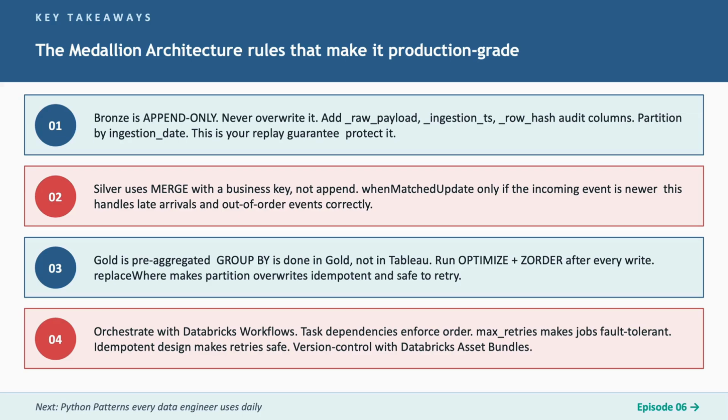4. Orchestrate with Databricks Workflows. Task dependencies enforce execution order. Max retries on each task handles transient failures. Idempotent design makes retry safe. An execution date parameter enables backfill for any date range. Version control the job definition with Databricks Asset Bundles.